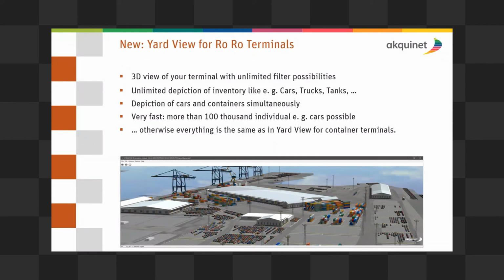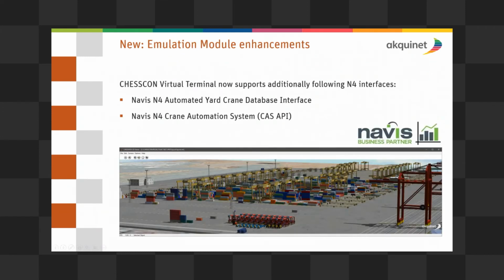And of course, all the features you already had in Yard View are also available here in the Yard View for the RoRo terminals. This is an additional module. So if you have Yard View and you add the RoRo module, you have the complete full scope system. Absolutely. Okay, next slide.